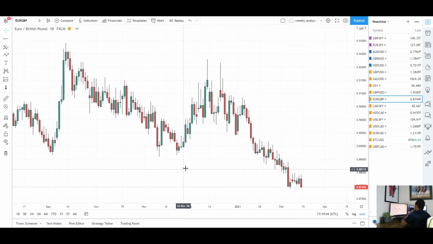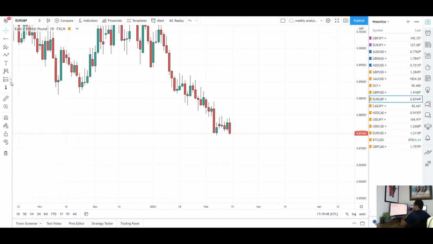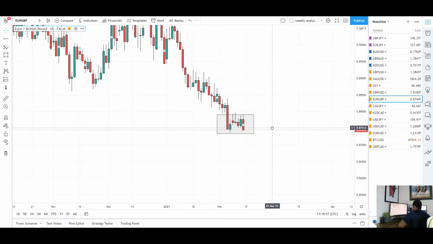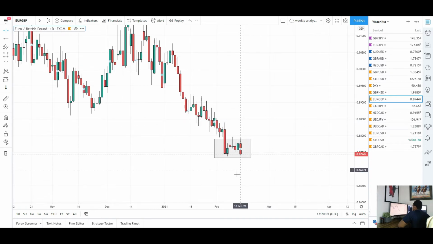Okay, so for Euro GBP this week, again, not too much happened for this pair. As you can see, this is basically the price action as a whole for this week, just moving sideways. So I can just draw a box around it. Basically just consolidation here for Euro GBP. As you can see, overall very strong downtrend here, making lower lows and lower highs in the market. Still looking very bearish, so we could actually break to the downside here.